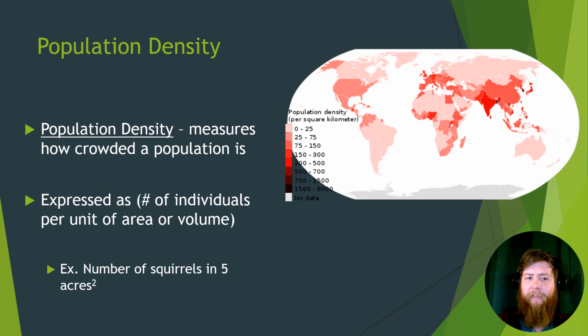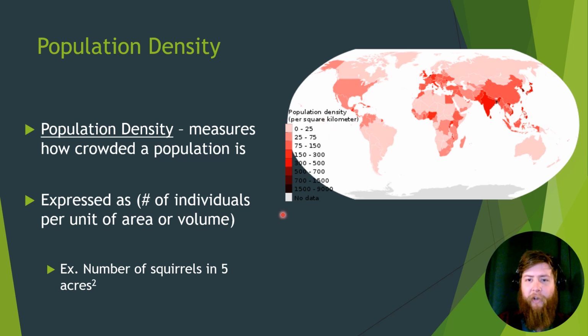When we talk about population, we can use something called density. And population density measures how crowded a population is. So it's how many individuals are in a certain area or a certain volume. When we talk about bacteria, we'll talk about how many bacteria per milliliter. But when we talk about bigger things like squirrels, we'll talk about number of squirrels per acre, or squirrels per mile, or wolves per mile, or this map here is telling people per area, per square kilometer.